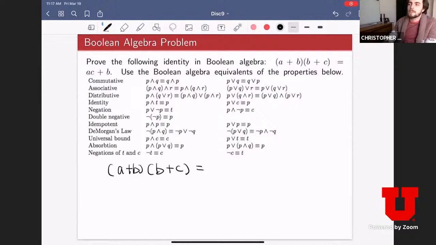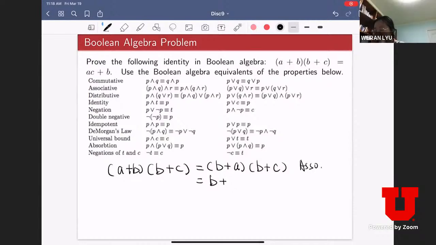Sure. So I started with the left-hand side, and then I rearranged A plus B to B plus A using the associative property. And then using the distributive property, I got, I'm sorry, B plus the product of A and C. And then the associative property to just B plus the product of A and C.